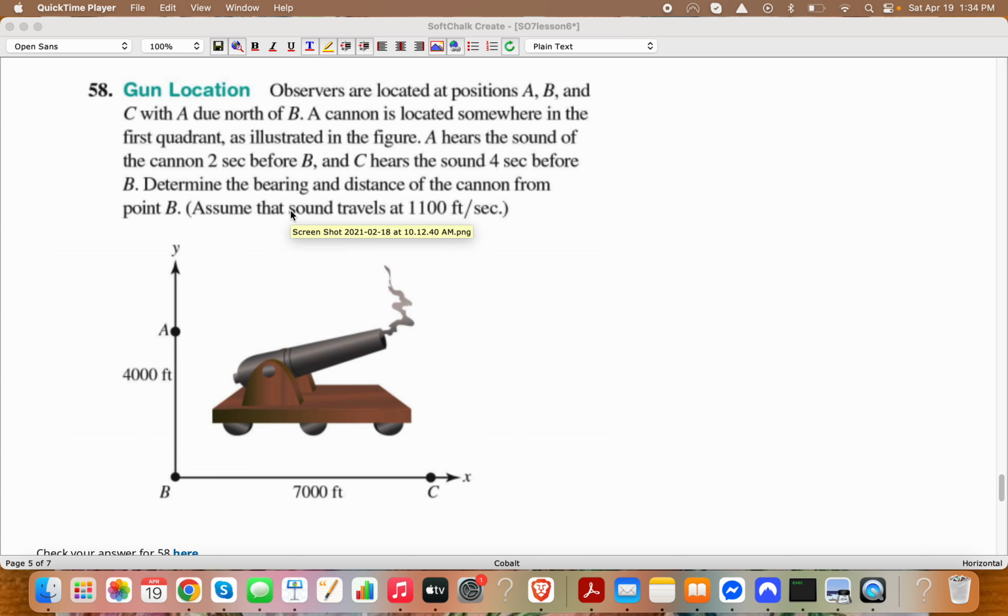This is a tricky one. It says we have these observers. We have a person here, a person here at B, and a person here at C. This is drawn, and it tells us the distance between A and B is 4,000, and the distance between B and C is 7,000. Then it says A hears the sound of the cannon 2 seconds before B, and C hears the sound 4 seconds before B. Determine the bearing and distance the cannon is from point B.